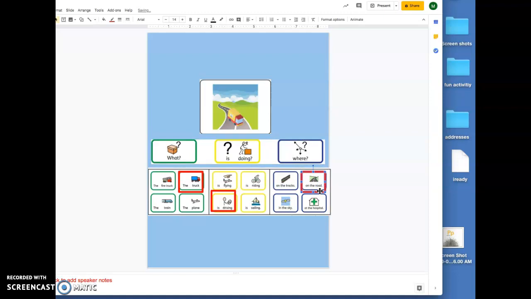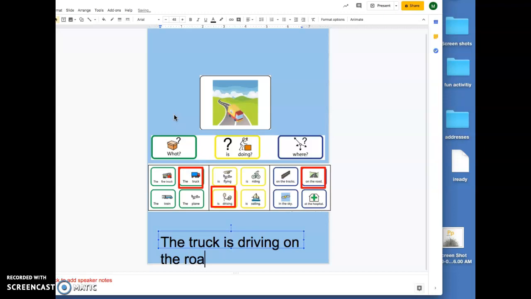So now we have our sentence. We have the who, we have what it's doing, and where. So now I'm going to type the sentence, but you guys are going to write the sentence on paper. So the truck is driving on the road. So that's my sentence.